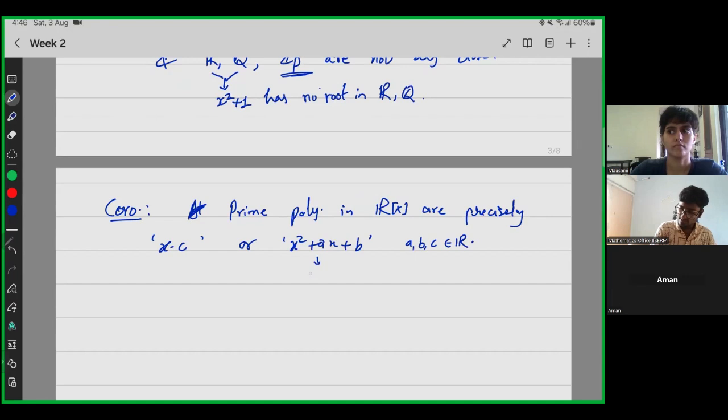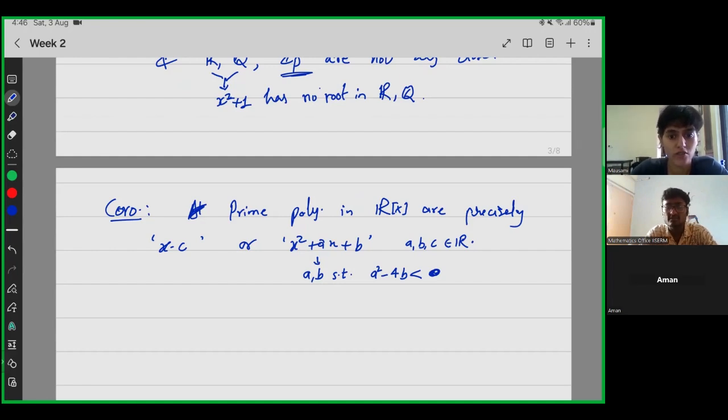Here, AP says that a square minus 4b is negative, so that it has no real root. So I'm taking the discriminant negative, just because we should not have a root in R.